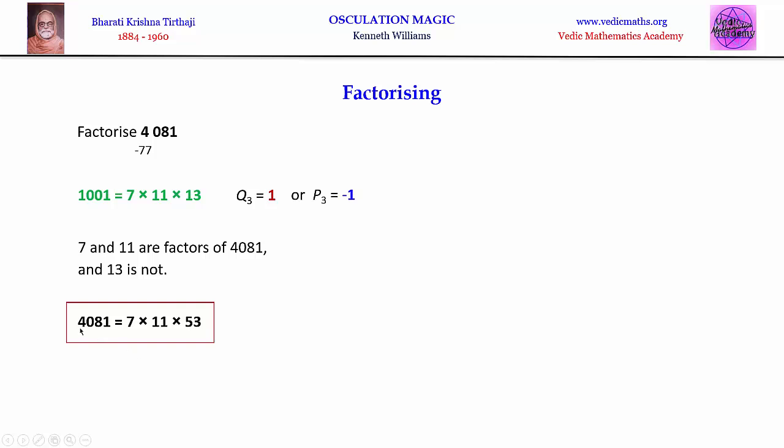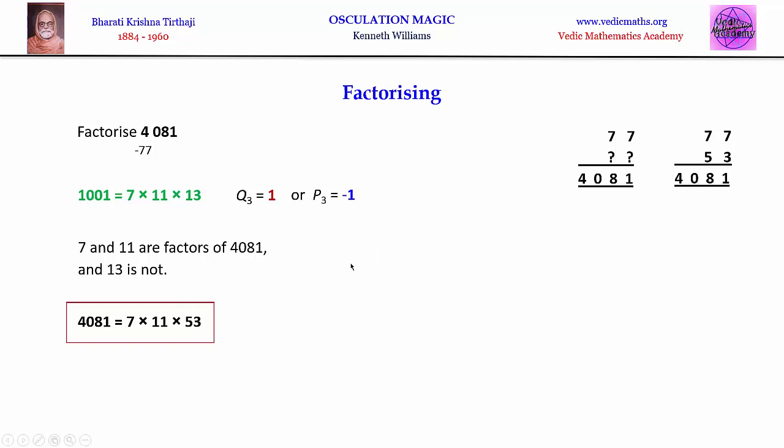So we can say that 4081 is 7 times 11 times some other number, and we can use another of these special numbers like 1001 to get that 53, or we can simply divide 77 into 4081 using reverse vertically and crosswise multiplication. So you'd say, this must be a 3 because 7 times 3 has to end in a 1, and this must be a 5 because 5 times 7 has to come to about 40, just under it.